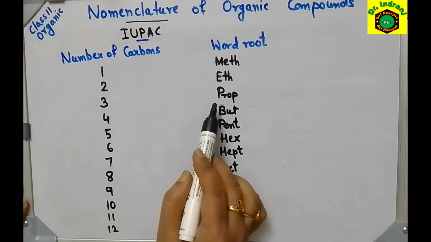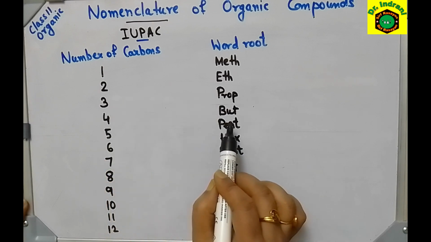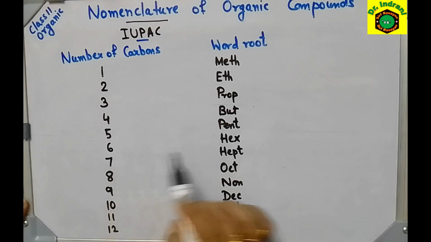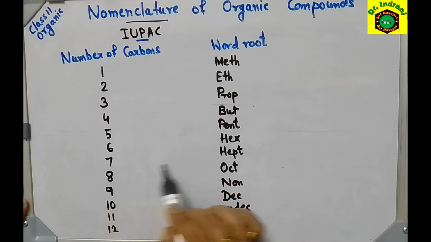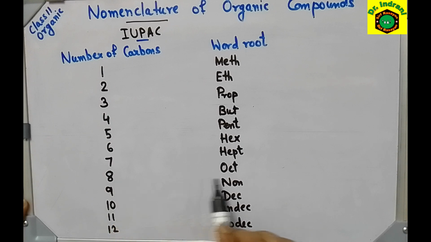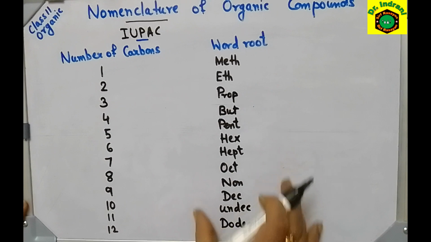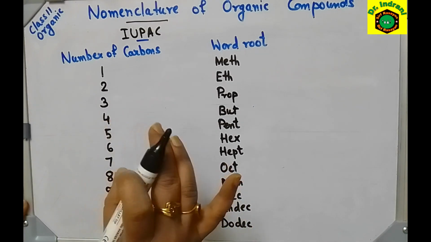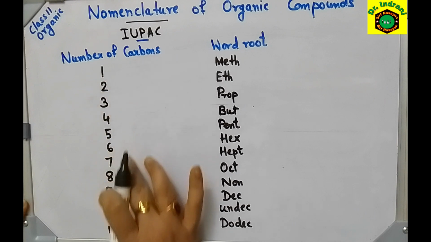For 3, prop. For 4 carbon atoms, but. For 5 carbon, pent. For 6 carbons, hex. For 7 carbon, hept. For 8, oct. For 9 carbon, non. For 10 carbons, dec. For 11 carbons, undec. For 12 carbons, dodec. All those word roots you have to use if your parent chain or principal chain is containing this number of carbon atoms.